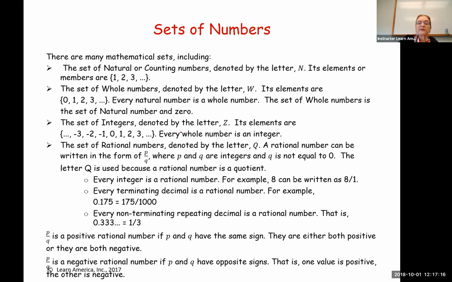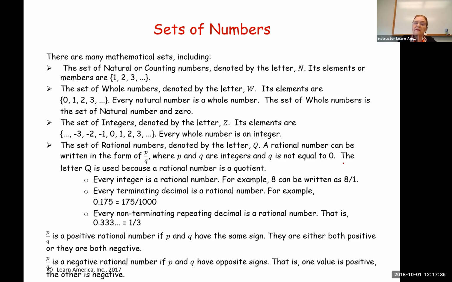And the set of rational numbers is denoted by the letter Q, for quotient. Rational numbers can be written in the form p over q, where p and q are integers, and q is not equal to 0, because remember, you can't divide by 0. The letter Q is used because a rational number is a quotient.